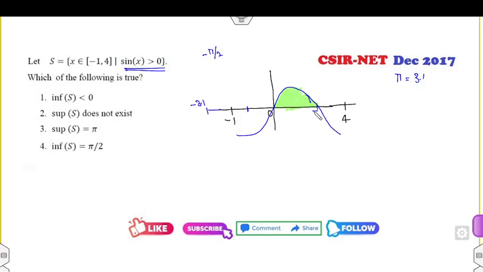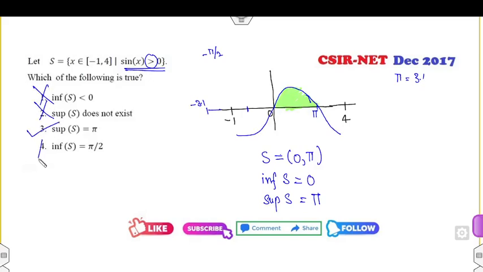Fine. This term is pi. So what is the S? S is strictly greater than 0. That means open interval 0 of this. Can you find the infimum of S? Can you find the supremum of S? Pi. Now look at that. This option cancel, this option cancel. Only the right option is C, my right answer. Always think about it graphically, you will get the right answer in a very, very simple manner.